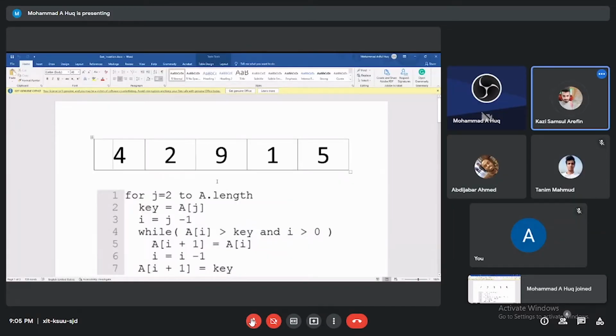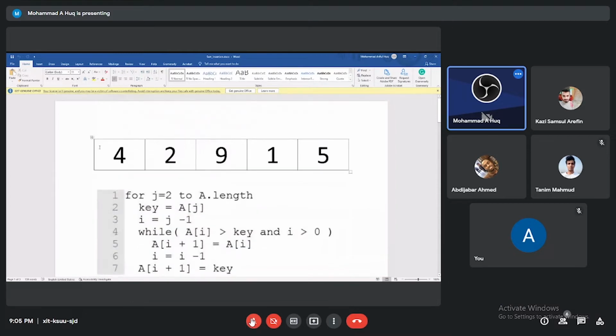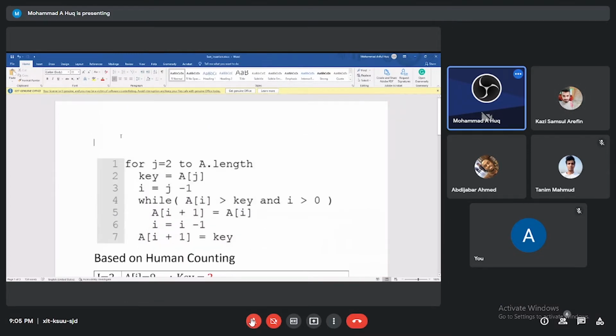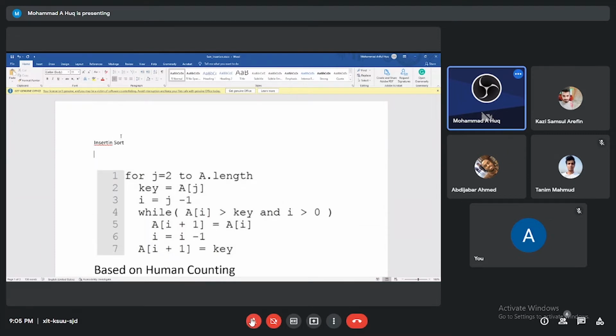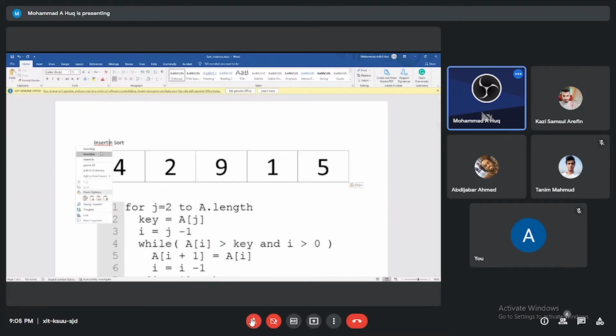Yes, sir. Before telling about this algorithm, let me explain something first so that you can understand what is happening here. As I don't have enough time, insertion sort. Yeah, I know that it is written.